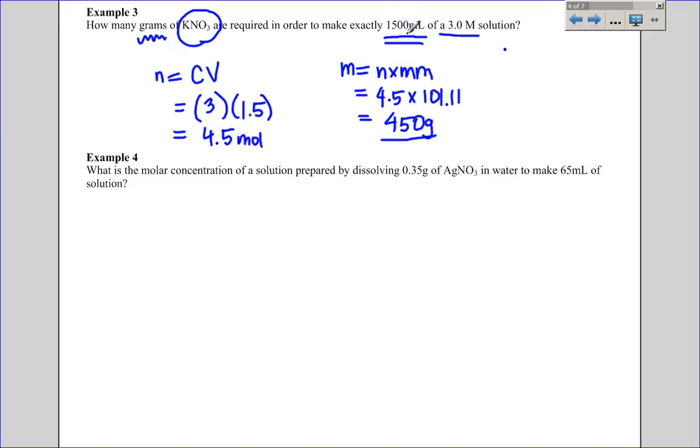Okay, so again, I would consider this to have 4 significant digits because I'm going to use a specialized flask to do that. So I'm limited to my 2 significant digits, which is why I rounded to 450 grams.